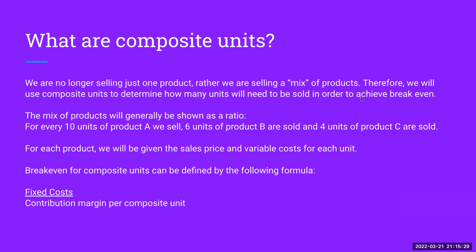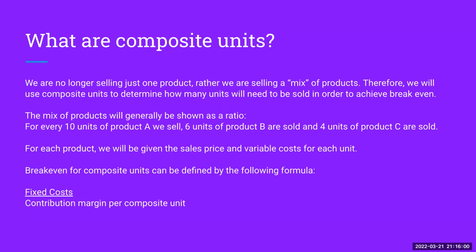Okay, so what exactly is a composite unit? When we're looking at break even, what if we have a mix of products? If we're selling them in a ratio, we'll be using composite units to determine our break even. For example, if you have a higher margin product versus a lower margin product, but for the higher margin product you might not have as many people buying it, this might be the way to go.